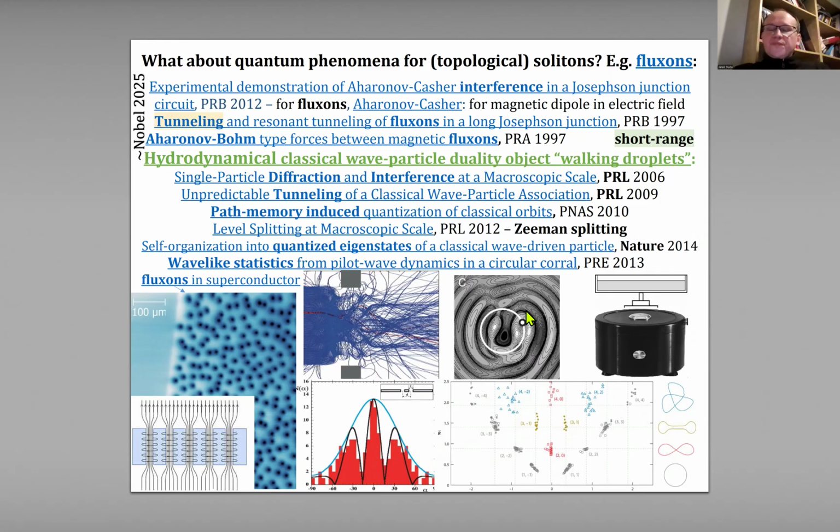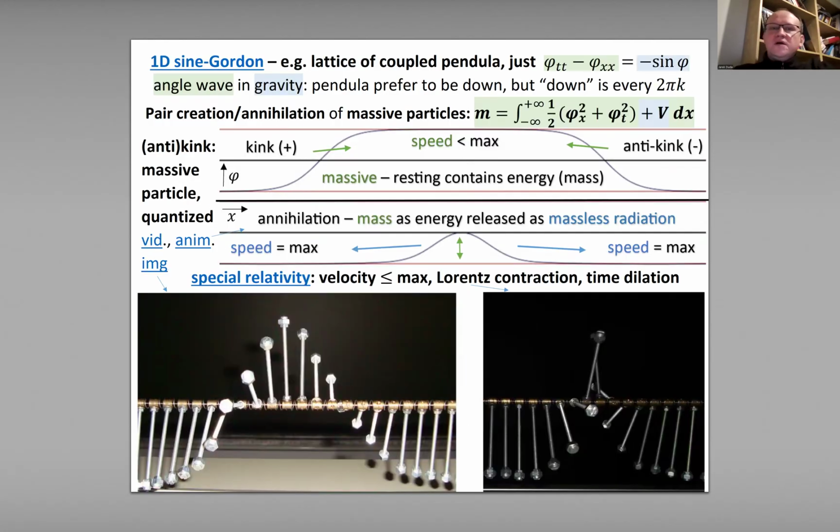Okay, so let's go to topological defects. The simplest one is the sine-Gordon, which is just a lattice of pendula. Like here, it can be realized with this lattice of pendula connected with springs. So these pendula would like to go down. Here is down, but 2 pi farther there is also another minimum of potential.